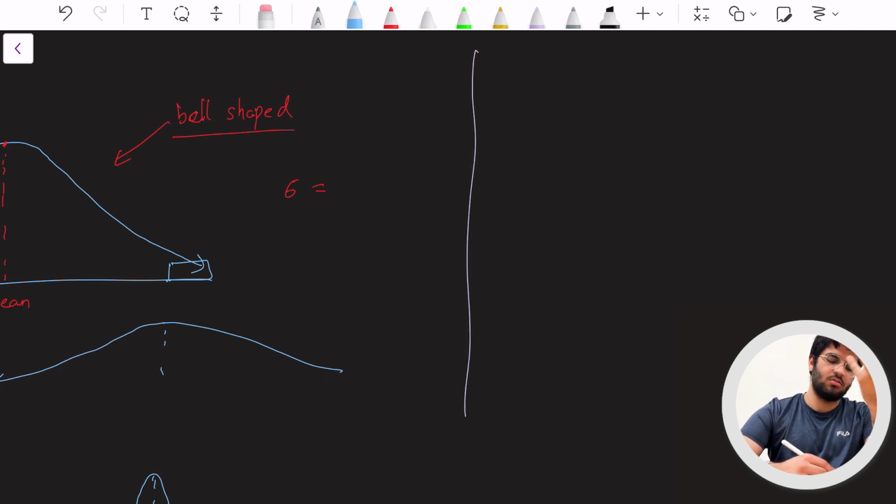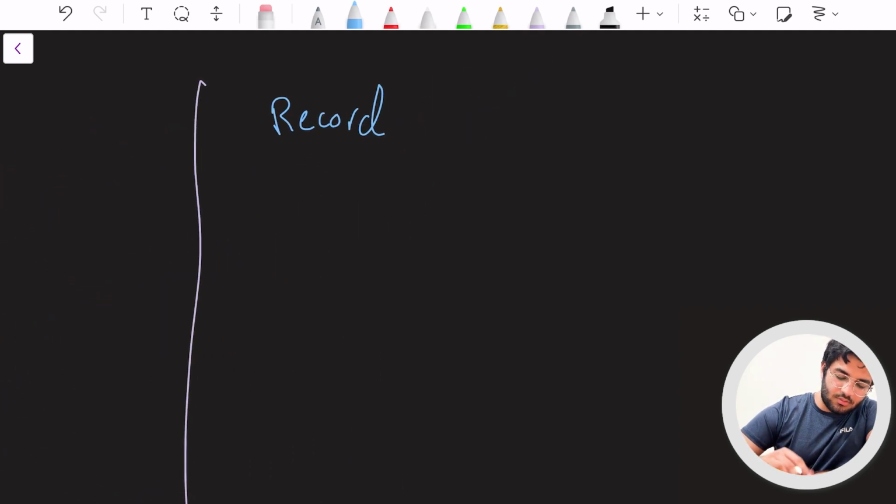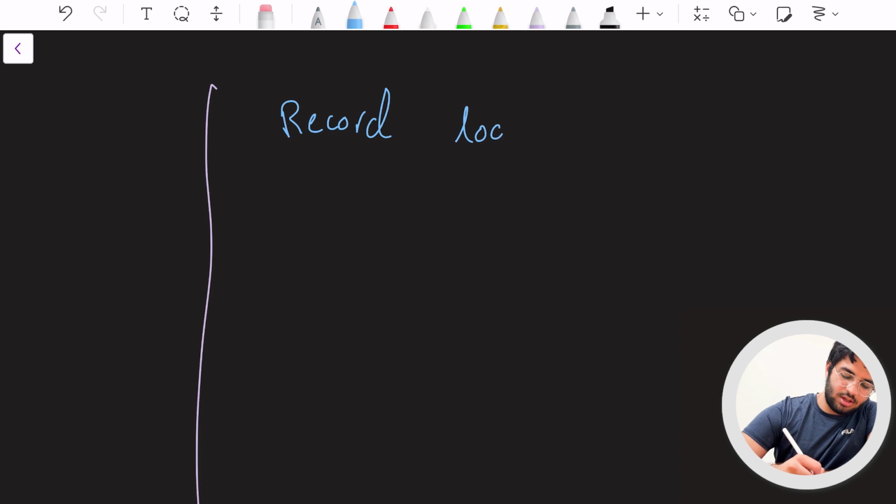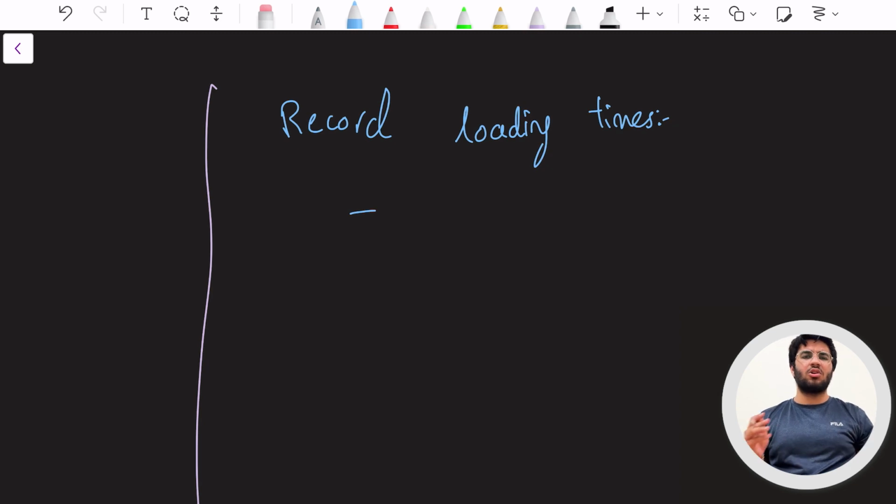Maybe let's look at another example. Let's say you're sitting there, and you start to record how long it takes for a computer to load, or how long it takes for a video to render. I know it's a boring task, and you don't actually have to do it, but let's say you record loading times. Obviously, for a computer to load, there are a lot of factors.